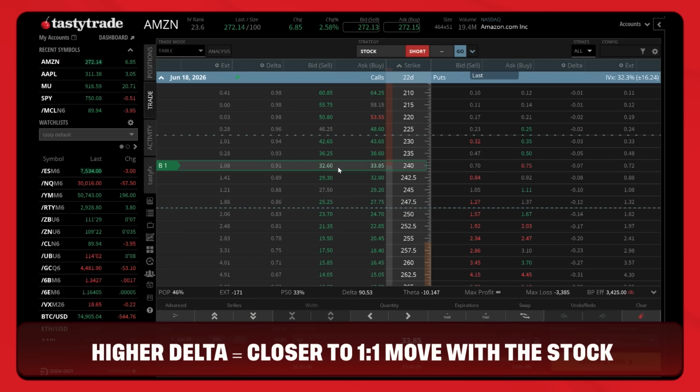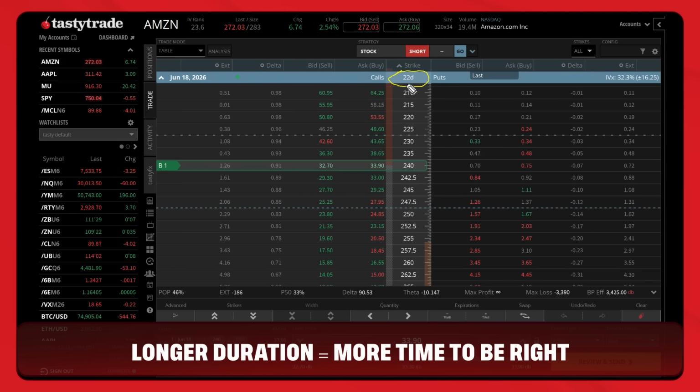Okay, so sticking with the 240 call, we understand the delta impact, but there's another decision you're going to have to make. What expiration cycle do you want to choose? Like you can see right here, I'm in the 22-day cycle. So if I'm in the 22-day cycle, then the cost of this deep in the money call option is about $3,400, give or take. It depends on where I would get filled, of course.